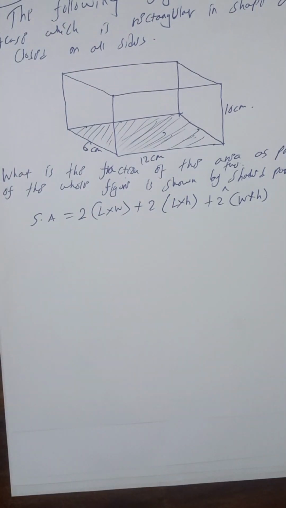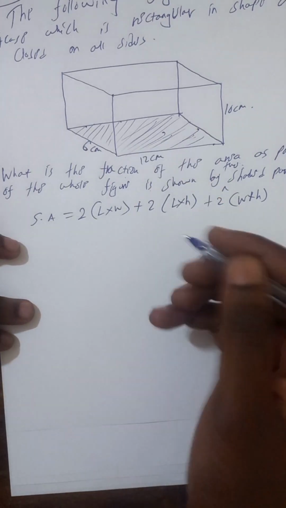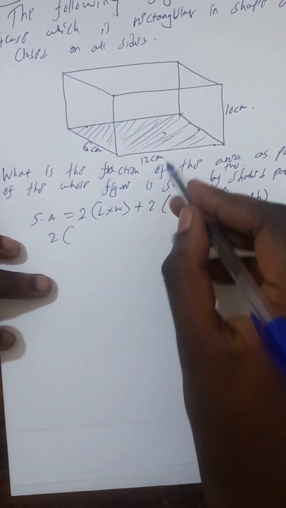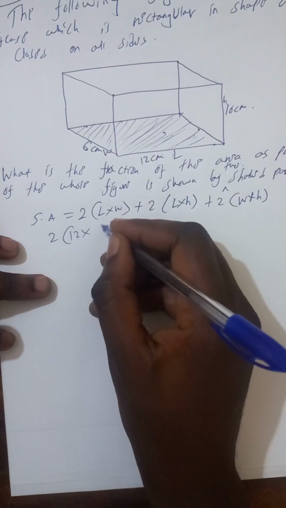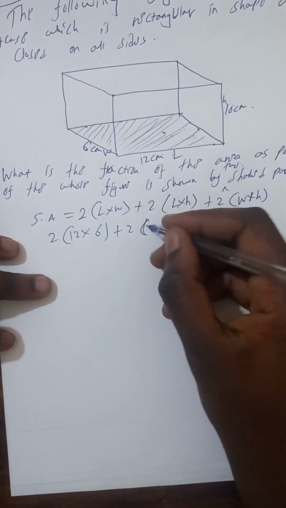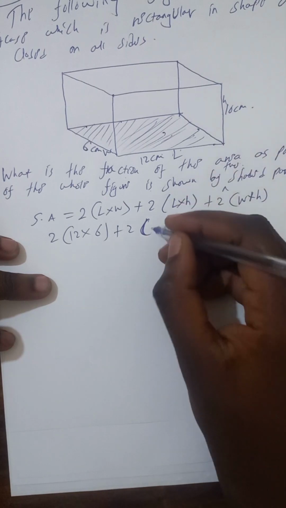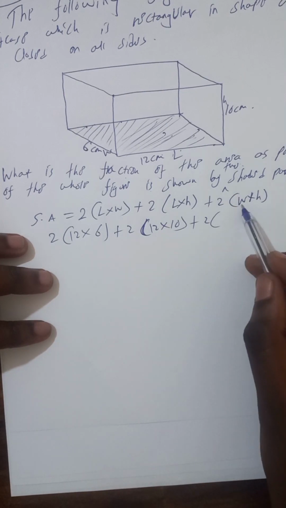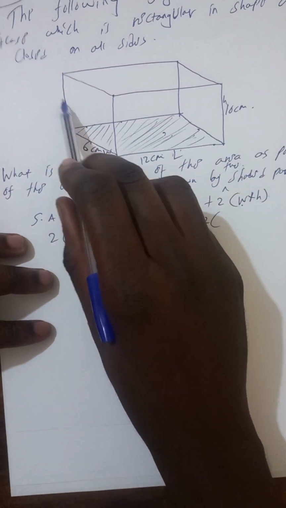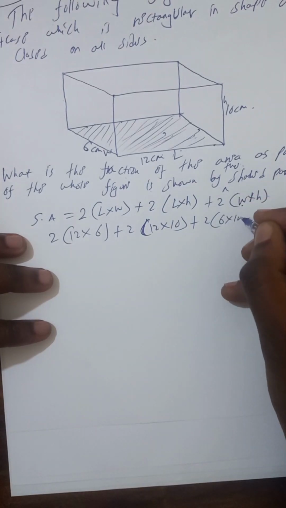Don't even bother about the fraction that is needed. First of all, get the surface area. After getting the surface area, then you get now the fraction that is shaded. Remember, this part is what is shaded. So it is 2 bracket length times width. This is the length, this is the width, this is the height. So 12 times 6 plus 2 bracket length times height, which is 12 times 10 plus 2 bracket width times height, which is 6 times 10.